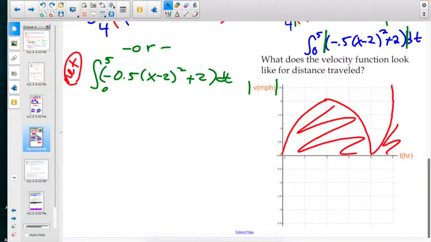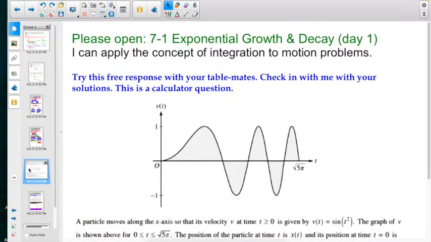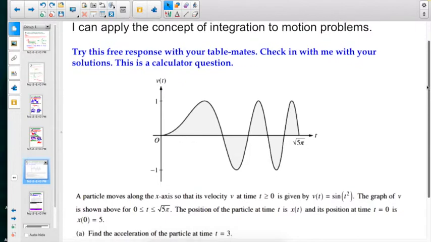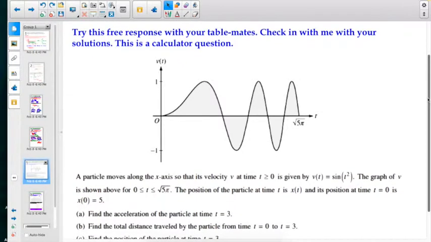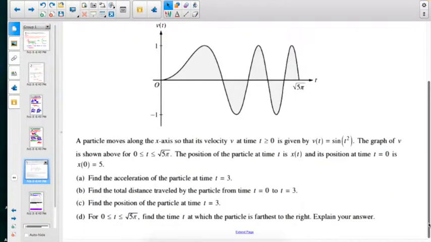Okay, the last 2 frames are old free response questions. And we're not going to do the whole question. These are both calculator questions because we've done a lot without a calculator so far. But for this one, all I want you to do is part B and part C.